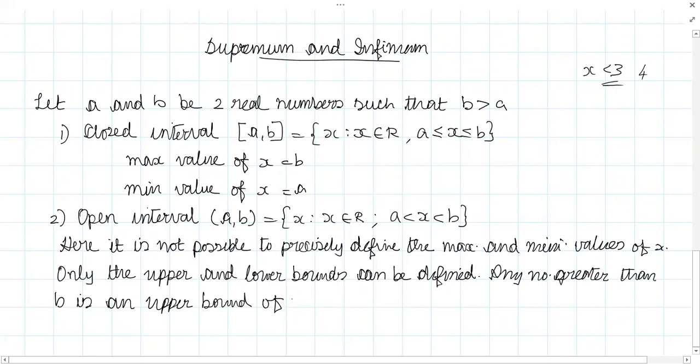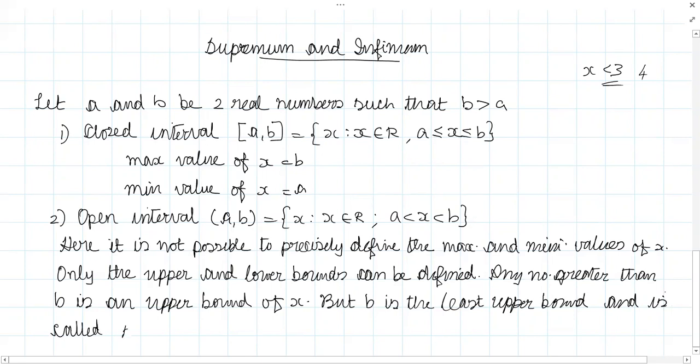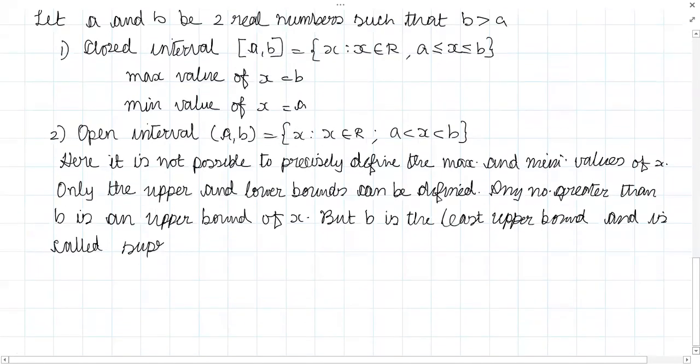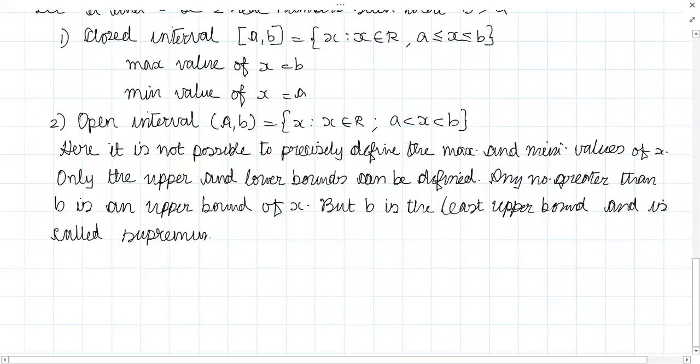Upper bound of X. Okay, but B is the least upper bound. So that least upper bound is called the supremum. B is the least upper bound and is called the supremum of X. The supremum we indicate with sup. Supremum of X. Similarly, any number smaller than A.